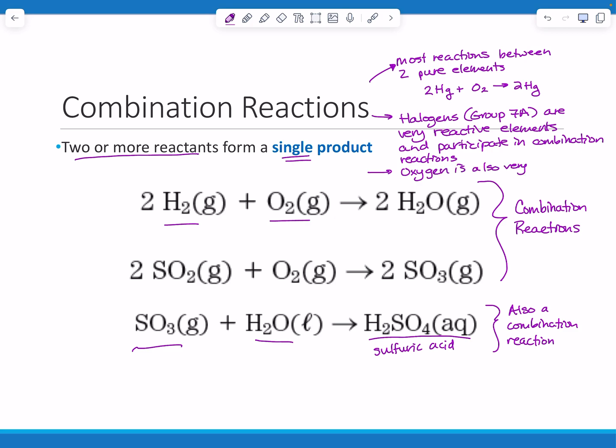It's right next to fluorine on the periodic table. It's highly electronegative. It's highly reactive. So it participates in many combination reactions. All right. So we can combine elements or molecules to make a new chemical.